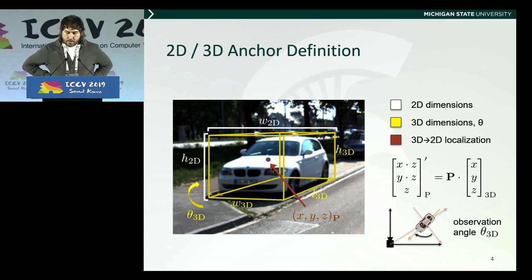We further utilize the observation angle for the orientation to account for the relative perspective position to the camera, since we're dealing with a 2D image.